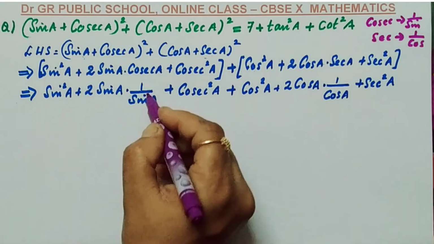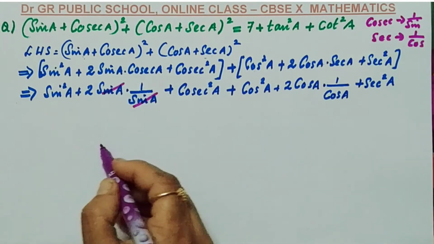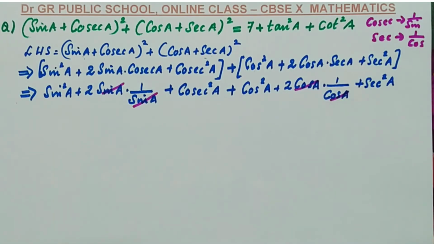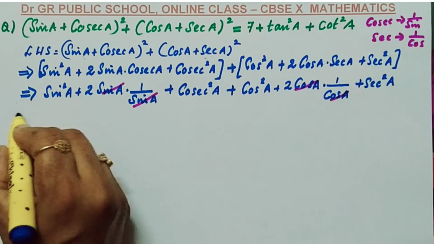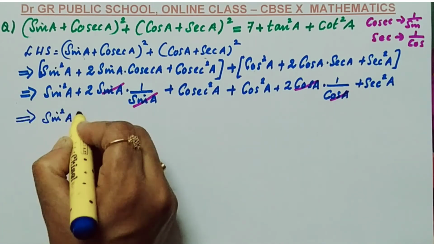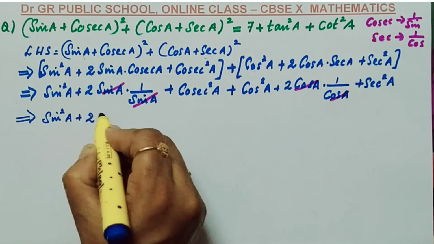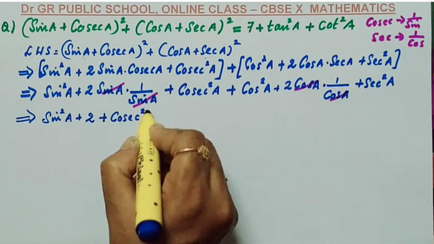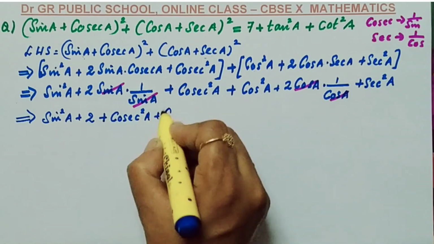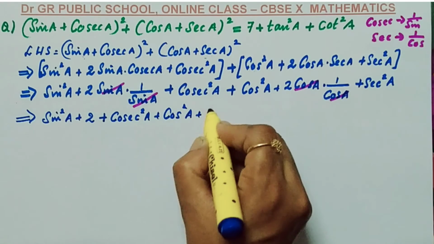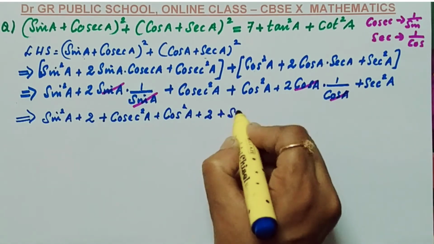Now you can see that this sin A cancels with this sin A and cos A cancels with this cos A. The remaining terms I am going to arrange here, which implies sin square A plus, now here remains a 2 only, plus cosec square A plus cos square A plus, here remains a 2 only, plus sec square A.